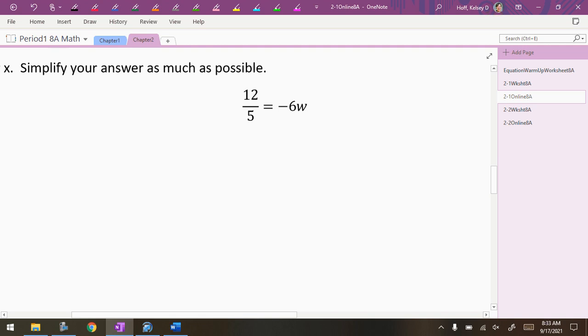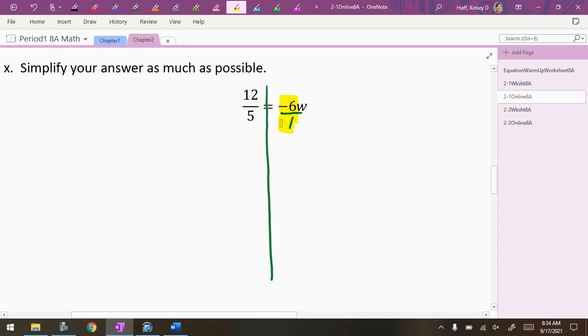This one always gets people. I got a fraction on one side, and the number with my letter is not a fraction. How could I write -6 as a fraction? Put it over 1. Somebody tell me what my coefficient is in this problem. What number is in front of the variable? Courtney, careful. -6 over 1.